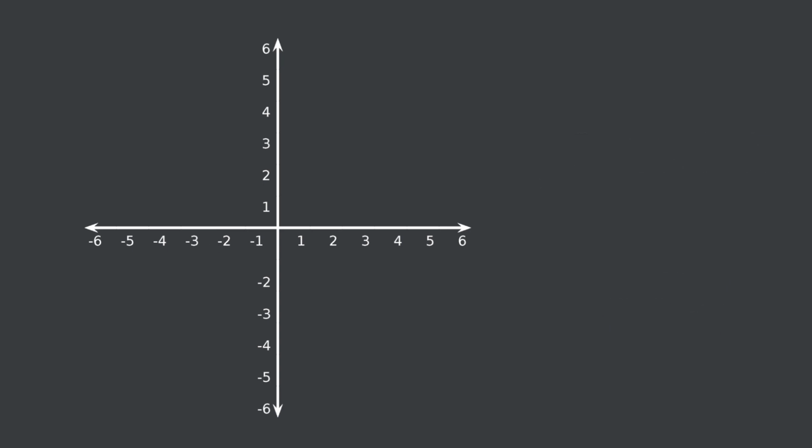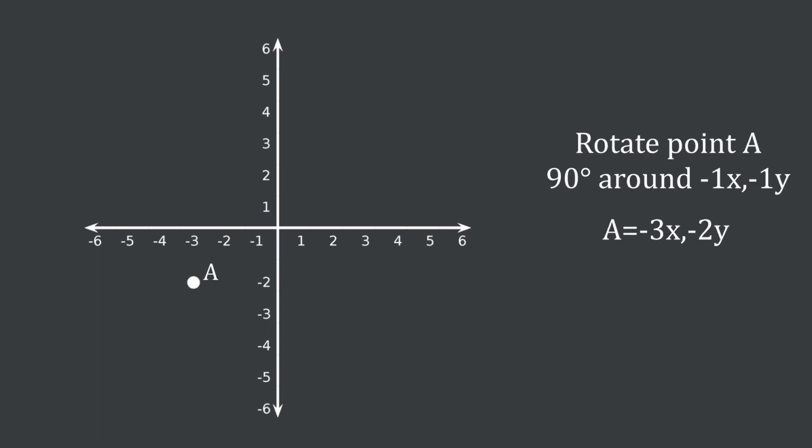Sometimes the rotation point won't be on the origin, but on a different coordinate. For this demonstration, you'll have to rotate 90 degrees around negative 1x, negative 1y. The way you find the A prime here is quite interesting. You need to translate the point so that the point of rotation is on the origin. Here, you need to add 1 to both points on both coordinates. Now you can rotate like you would about the origin, and then you subtract 1 from both points on both coordinates to translate them back. 0x, negative 3y is A prime.